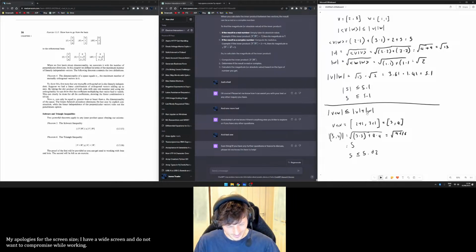Yeah, I think I was a bit more accurate with it, so let's just do that. And then we moved on to the next one. It says the Schwarz inequality is one of the powerful theorems, and the triangle inequality is the other one. The proof of the first will be provided, so you can get used to working with bras and kets. The second will be left as an exercise.